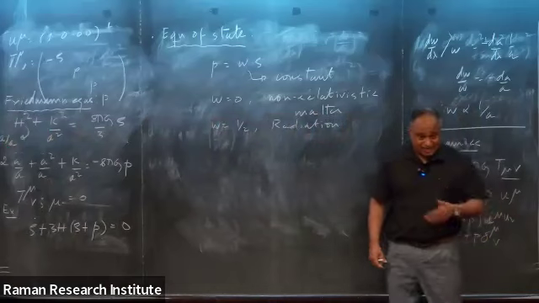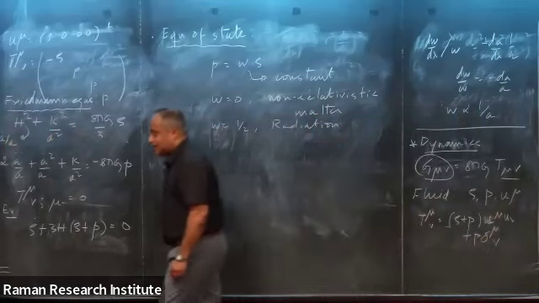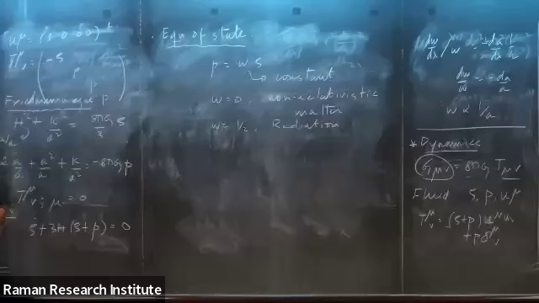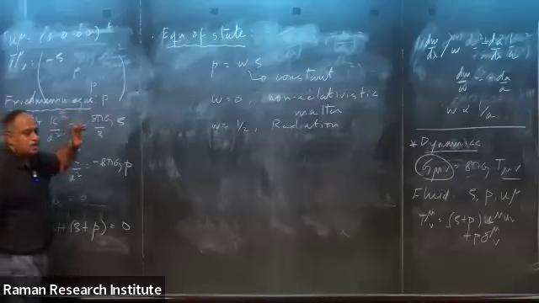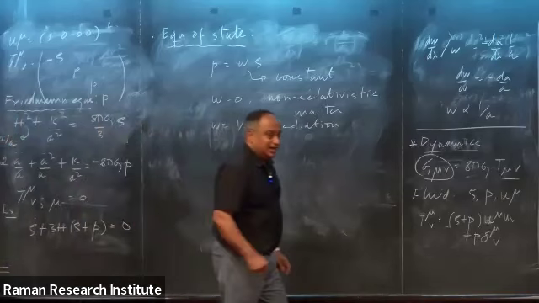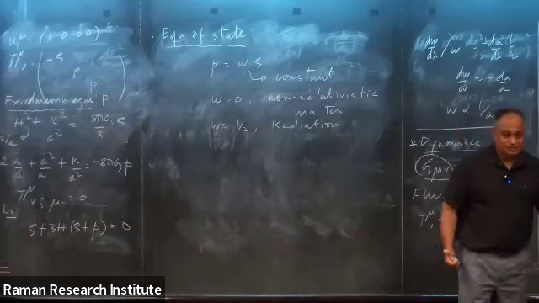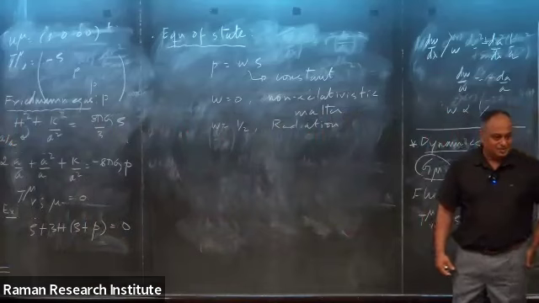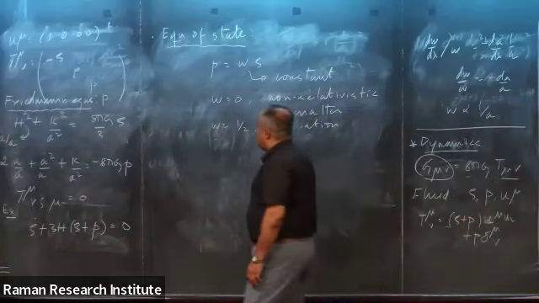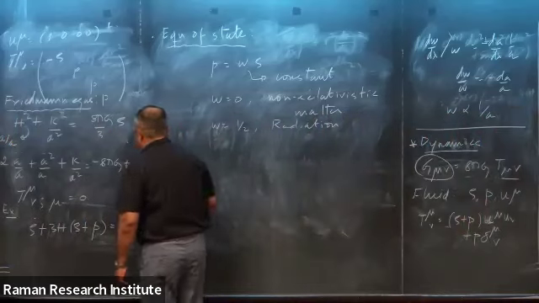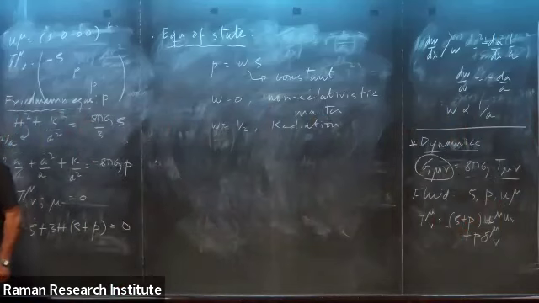We are interested in the dynamics of the Friedmann universe. What it means is that we want to solve for A as a function of time. How does A behave? Remember, that's the only unknown in that. Well, there is another unknown, called kappa. What does kappa represent? It represents the spatial curvature of the universe.